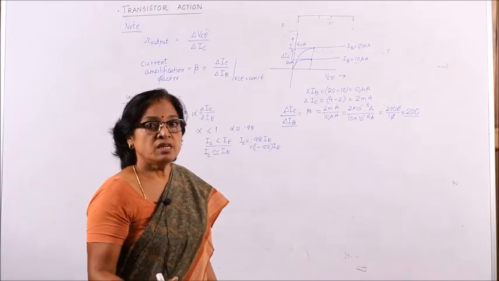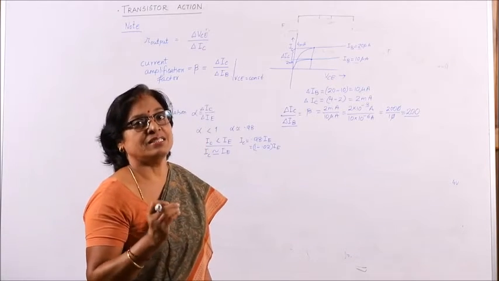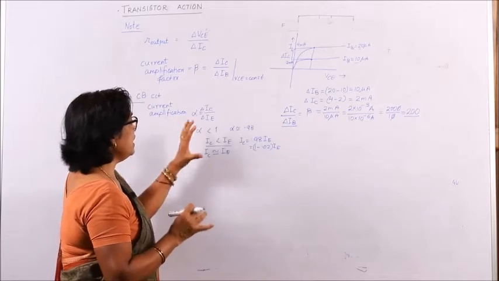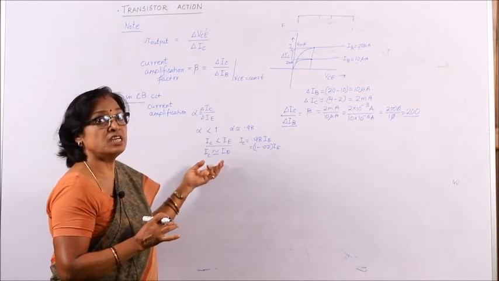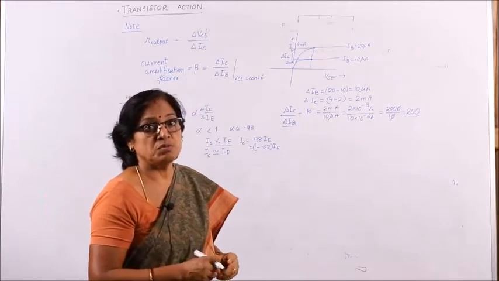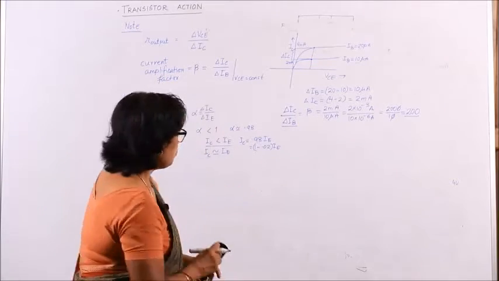So, collector current is slightly less than emitter current in all circuits, but in many cases we take IC as nearly equal to IE. So, these will help you in finding out some of the numericals.